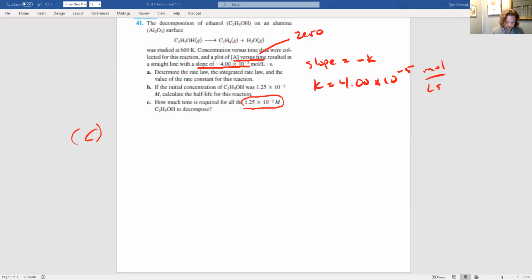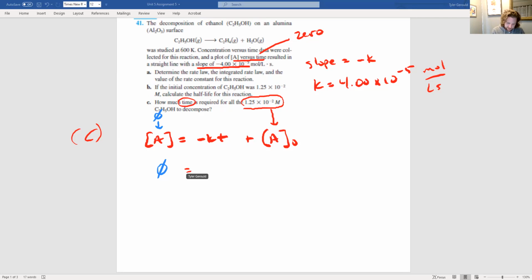So we're going to choose, again, we're talking about time, so I'm going to choose the integrated rate law. The concentration equals -kt plus the initial concentration. So this is a very basic y equals mx plus b. So how much time does it take for all of this to decompose? So we're starting with an initial value and our final value is actually 0. How much time does it take for everything to go away?